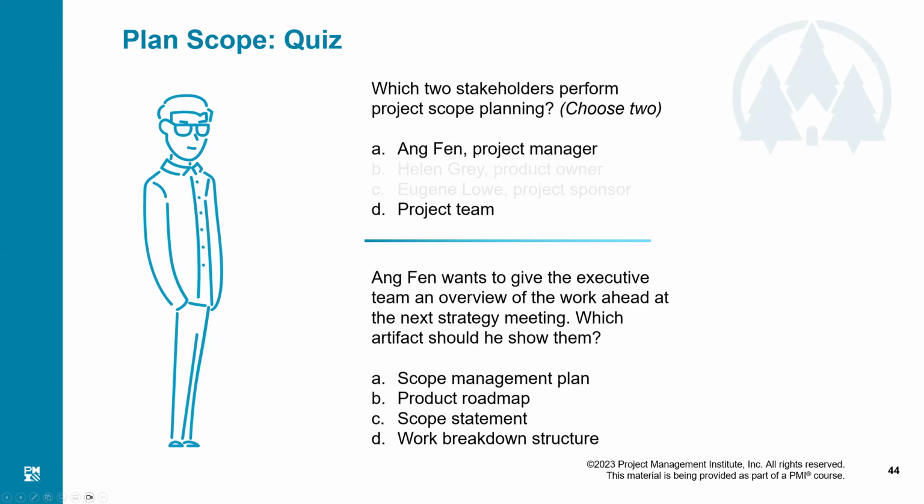Right? So it could be the scope management plan, it could be the product roadmap, scope statement, or work breakdown structure. What do you say? Product roadmap, because it outlines the vision, direction, all the requirements of the project. Say again. Product roadmap, because the product roadmap is outlining all the direction and the quality.